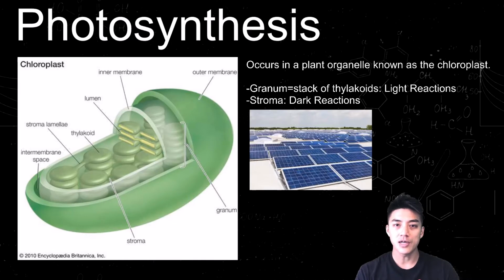Within each chloroplast, there are tiny pancake-shaped structures known as thylakoids, which arrange themselves in stacks known as grana. You can think of the thylakoids as being like tiny solar panels that help absorb sunlight in this process of photosynthesis. On the other hand, you have the stroma, which is a fluid-filled region that fills the gaps in between the thylakoids. It's here in the stroma where the dark reactions, or the Calvin cycle, occur. It's called the dark reactions because no sunlight is needed for this process.